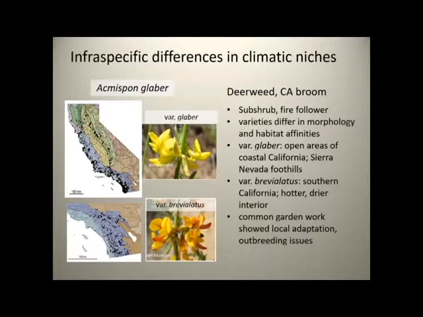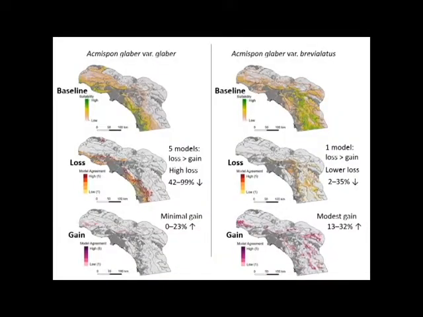There are differences in infrataxa that we really need to think about and be concerned about. This is an example from Acmispon glaber, which most of us know as Lotus scoparius. How many know it as Lotus scoparius? Okay. So there are 2 varieties: glaber, which is more coastally aligned, and brevialatus, which includes more of the interior sites in Southern California. And we know from common garden studies and other studies that they really are very different creatures in terms of their adaptations. These are the results for glaber on the left and brevialatus on the right.